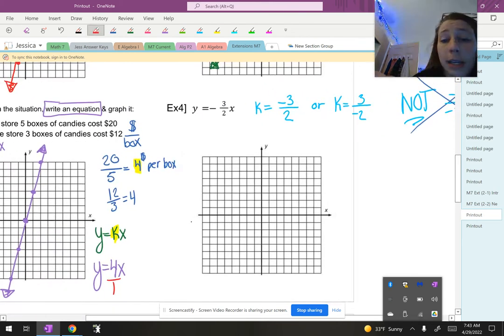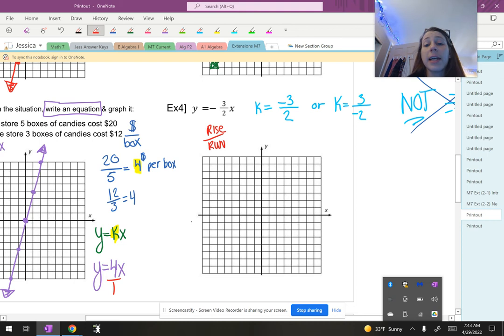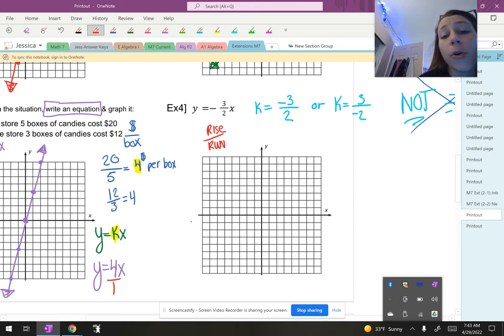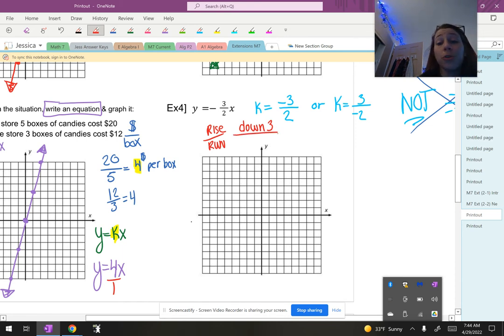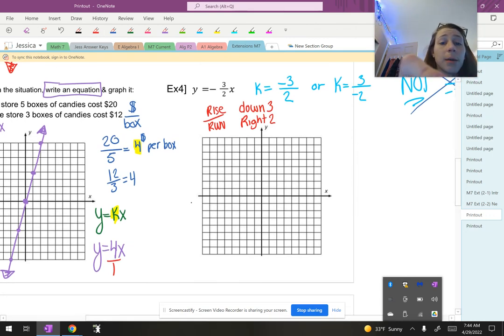Okay, so same kind of thing. We're looking at our rise over our run. This time, since we have the negative on the 3, we are going to be going down 3. But my 2 is still positive, so that's going to be telling me to go right 2. Down 3 and right 2. Okay, starting at my origin. Boom. Down 3. So 1, 2, 3, and then right 2.